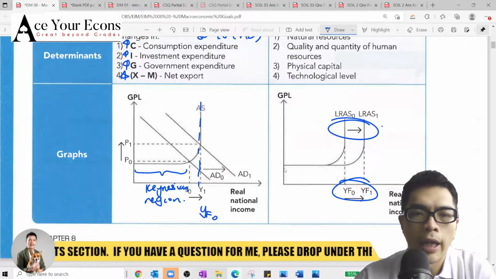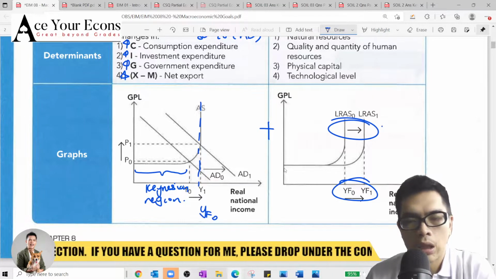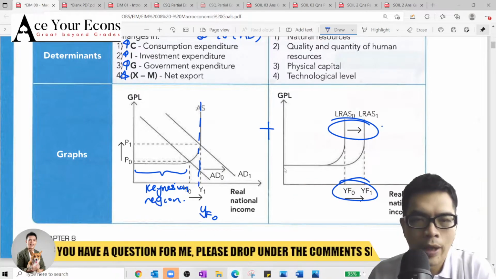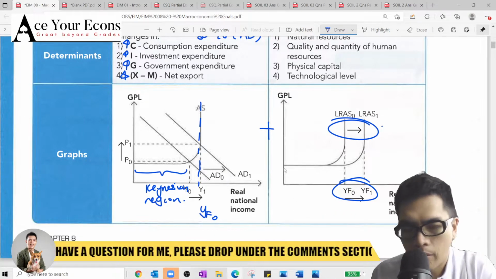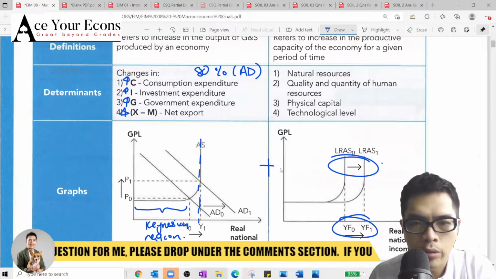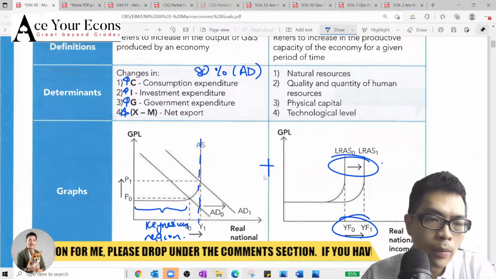Most of the time these two diagrams are combined together, and you realize that your income level will shift up at least 2 times. So just make a mental note: there's a good chance that you need to combine these two. And pay attention to the price level.